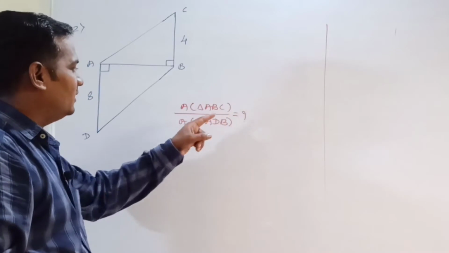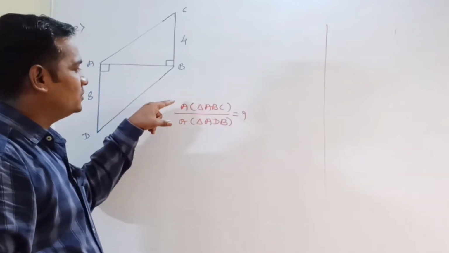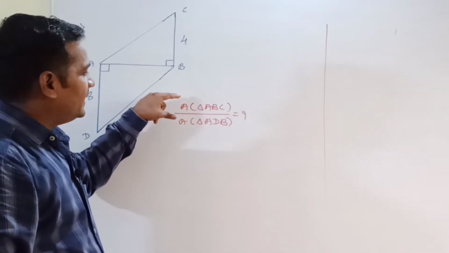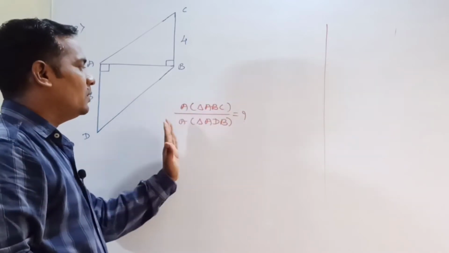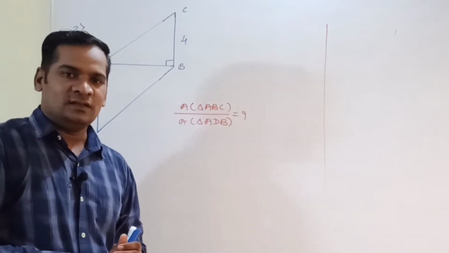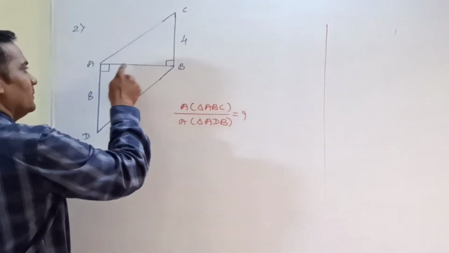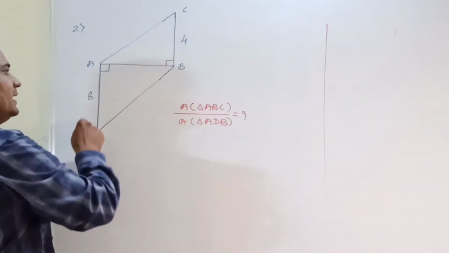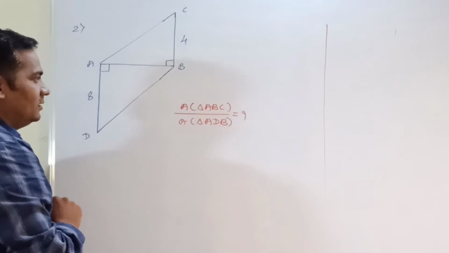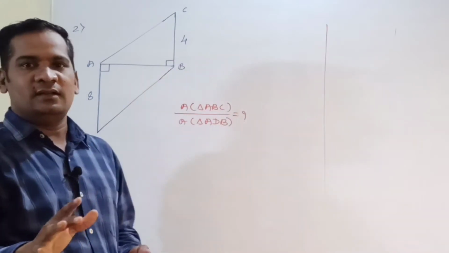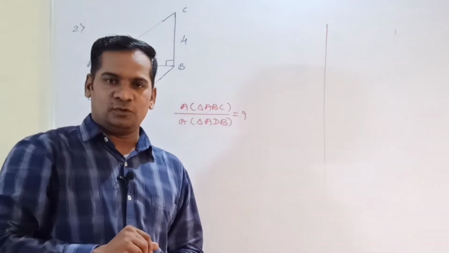Now which two triangles? That means we have to find the ratio of the area of triangle ABC upon the area of triangle ADB. These two triangles are ABC, this one, and the second one is ADB. So let's find the height and base of both triangles.